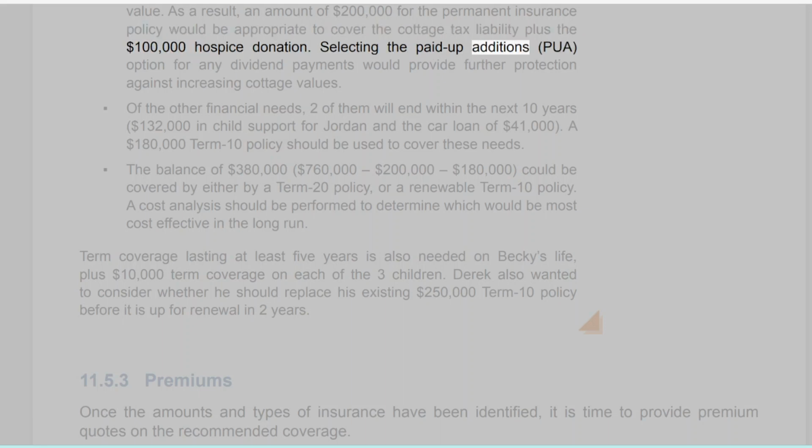Selecting the paid-up additions (PUA) option for any dividend payments would provide further protection against increasing cottage values.